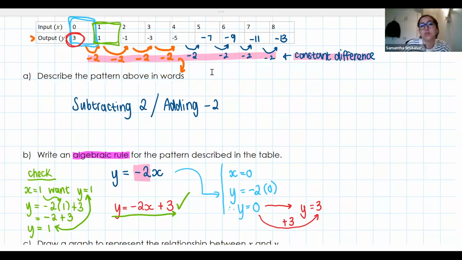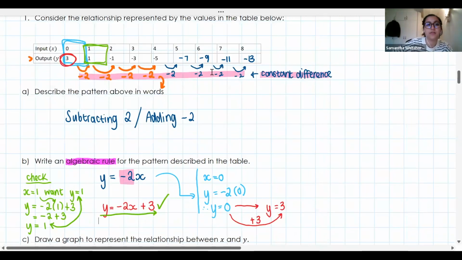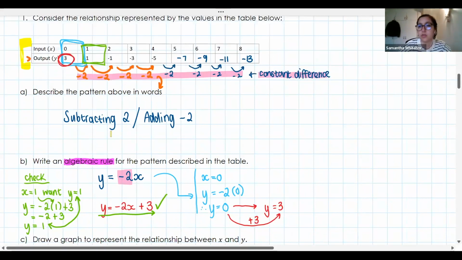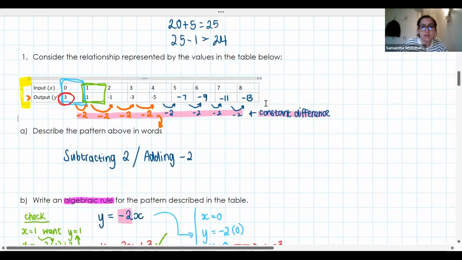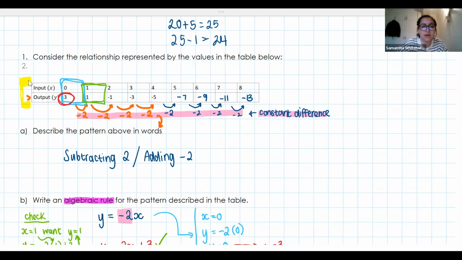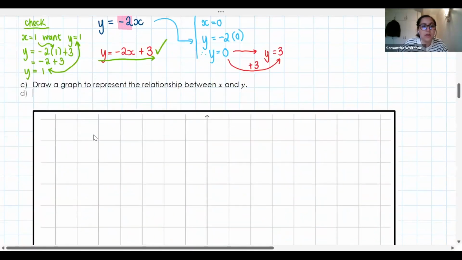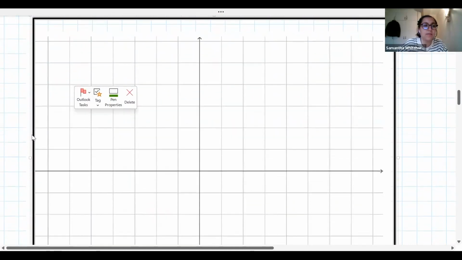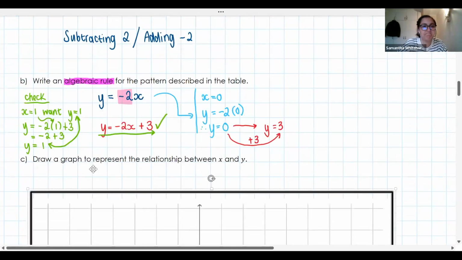So what we essentially now want to do is take all of these input and output values that were given to us in the table, and I want to be able to plot a graph with that information. So what I'm going to do is copy this table down for us so that we don't have to keep scrolling back and forward. It's going to be a bit of a situation, but it's fine. Because now we are being asked to draw a graph to represent the relationship between x and y.